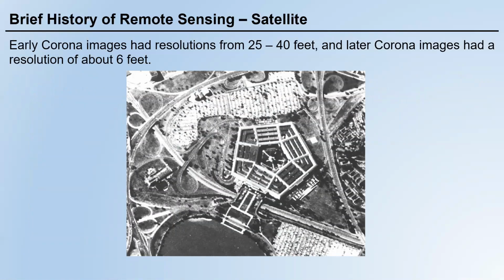And here is another early Corona image, an image of the Pentagon. Early Corona images had resolutions from 25 to 40 feet. So it's very clear, even during the Cold War, okay? And later Corona images had a resolution of about 6 feet. That's very clear, which means that if there is a small car on the ground, you can tell the model and the brand of the car.